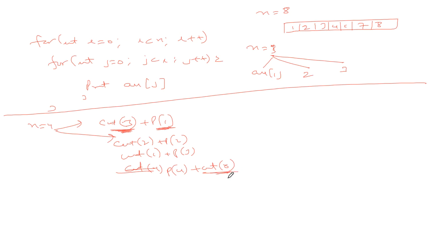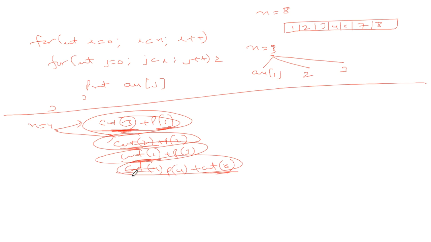Is this a kind of array call? This complete thing is a kind of array call. Isn't it the same that we do? P of 4 is an array call.